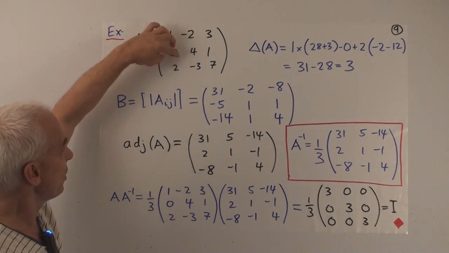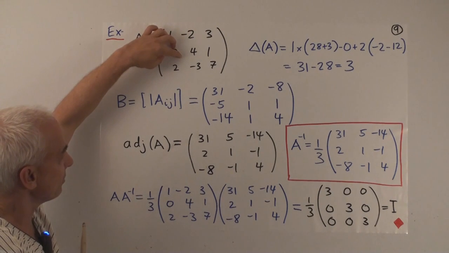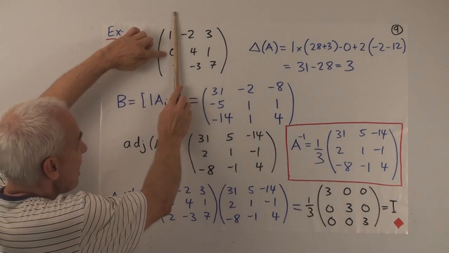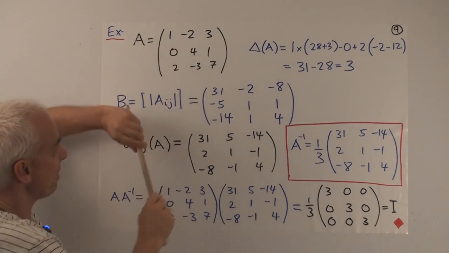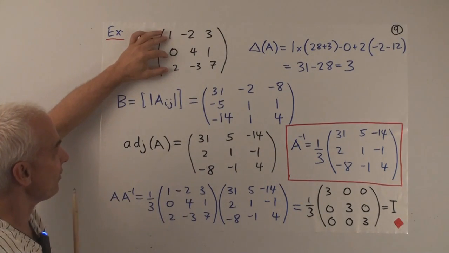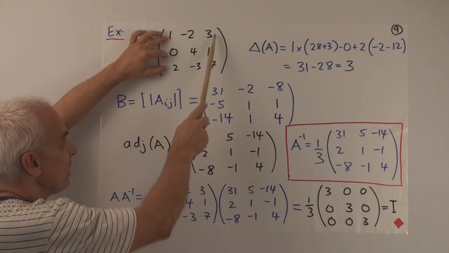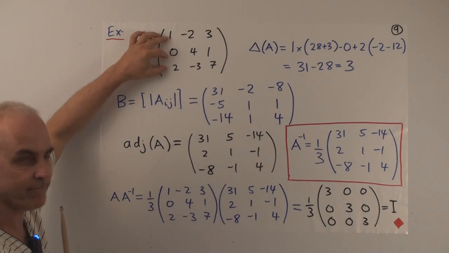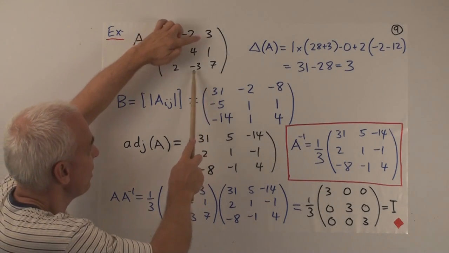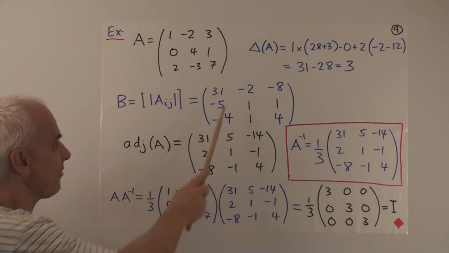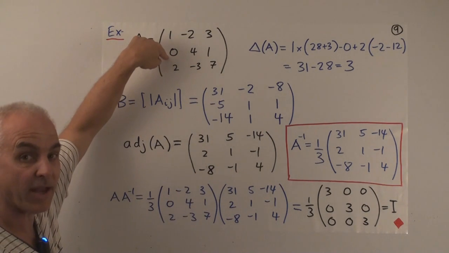Let's go down. What's the determinant of the corresponding minor here? Well, we have to eliminate the column and the row through that entry. So we get that little 2 by 2 matrix there. And its determinant is minus 2 times 7 minus 3 times minus 3. We have to do a little bit of mental arithmetic here. So that's minus 14 plus 9. That's minus 5. And so we put that minus 5 right in the spot corresponding to that entry there.